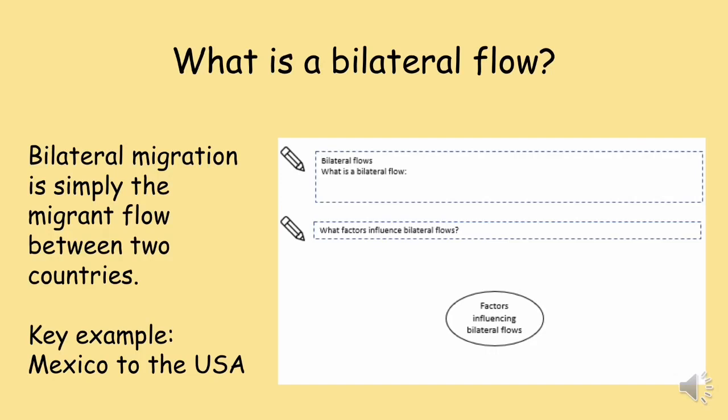Now, to finish our content on migration theory, we're just going to clarify what a bilateral flow of migration is. So this is the last part in your worksheet. So bilateral migration is simply the migrant flow of people between two countries. So any movement of people between two countries is bilateral migration. A really good example here is Mexico to the USA. It's the biggest one in the world.